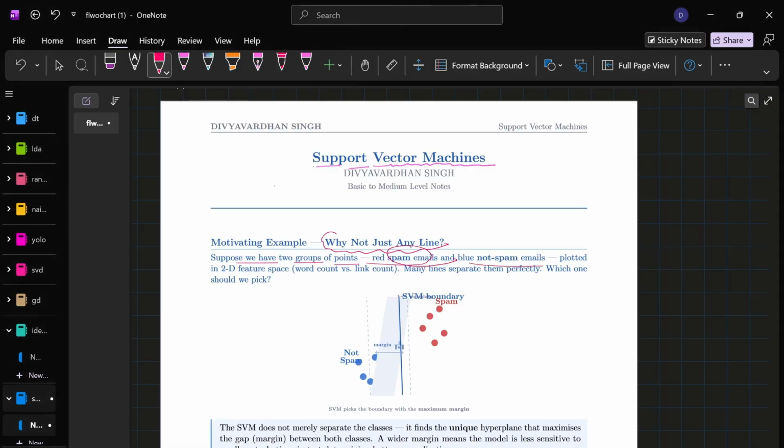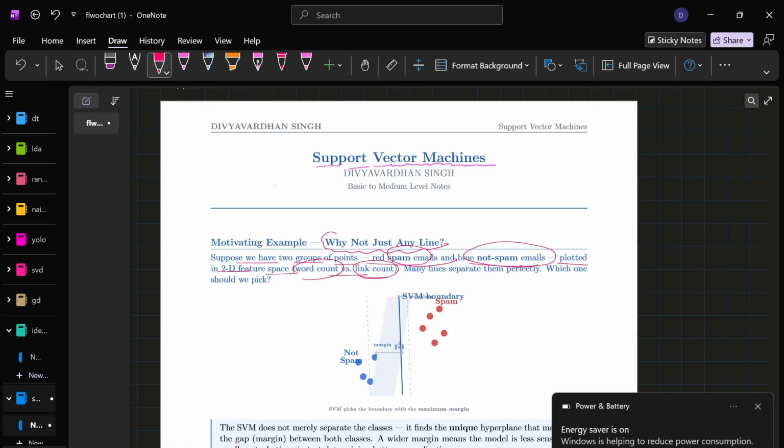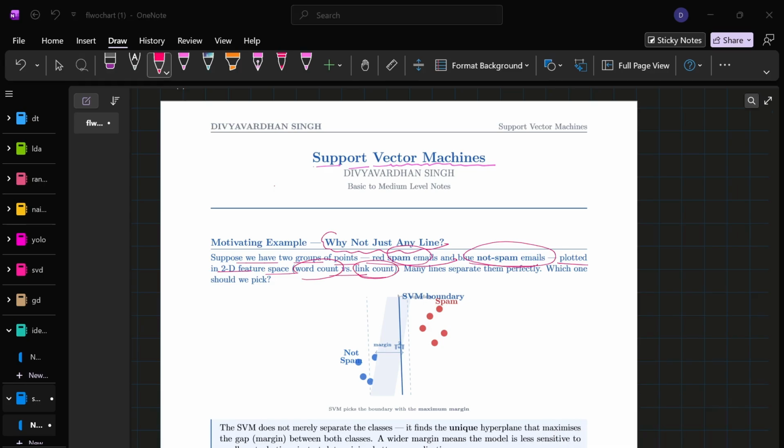Suppose we have two groups of points. One group represents the spam emails and the other represents the non-spam emails. Now imagine these points are plotted on a graph using features like word count and the number of links in the email. Many different lines can separate these two classes perfectly, but the question is which line should be chosen. A normal classifier may choose any separating line, but SVM chooses the best possible line.